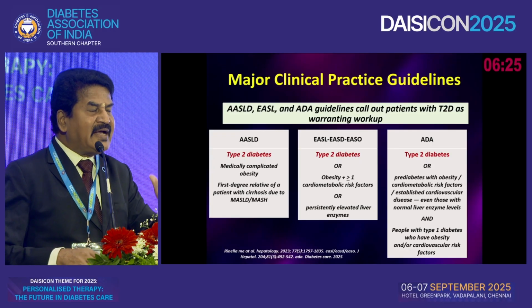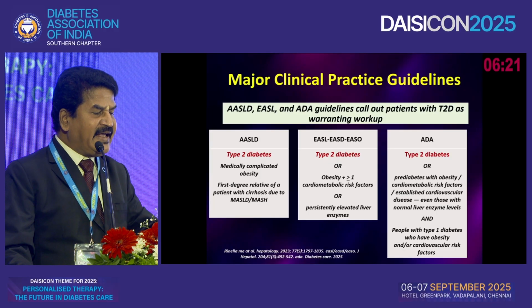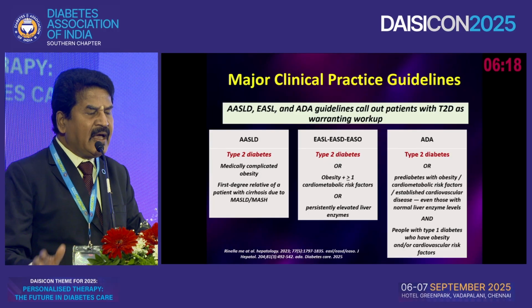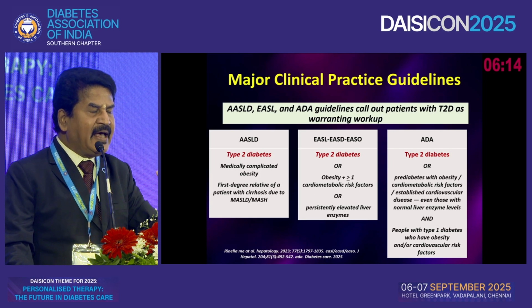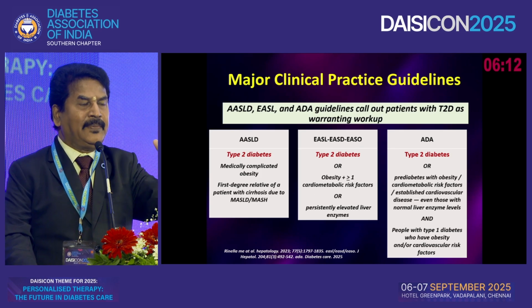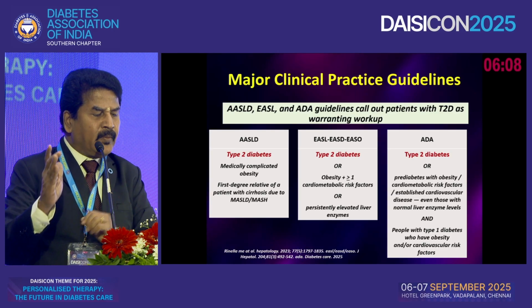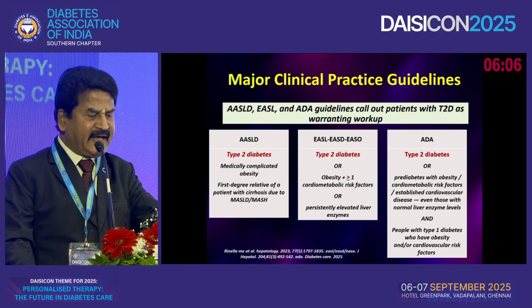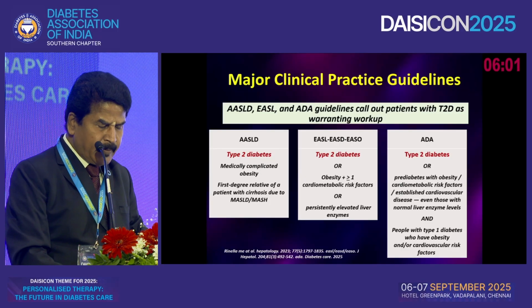So what are the major clinical practice guidelines? All the clinical practice guidelines like AASLD, EASL, ADA, they recommend screening for MASLD in patients sitting in front of you with type 2 diabetes mellitus, or patients with obesity plus more than one cardiometabolic risk factor, or patients with persistently elevated liver enzymes.